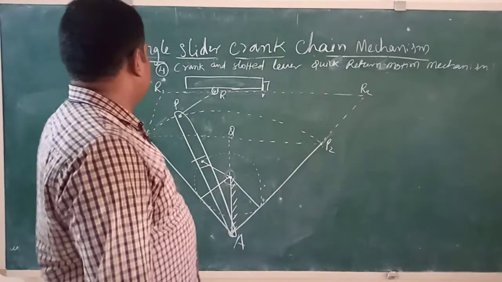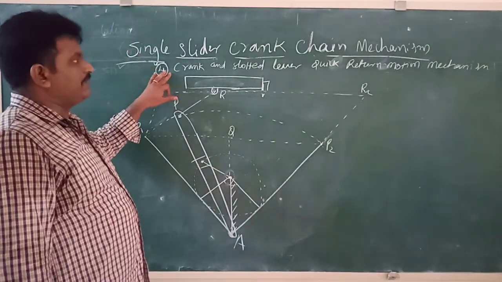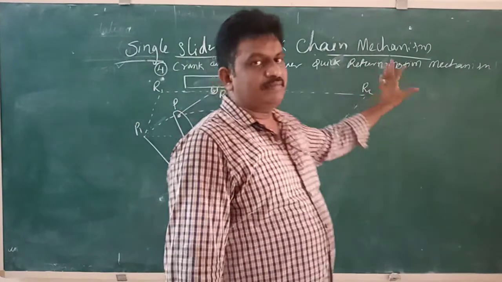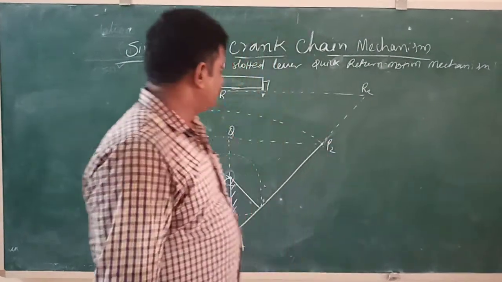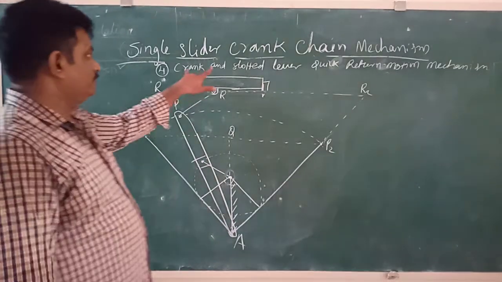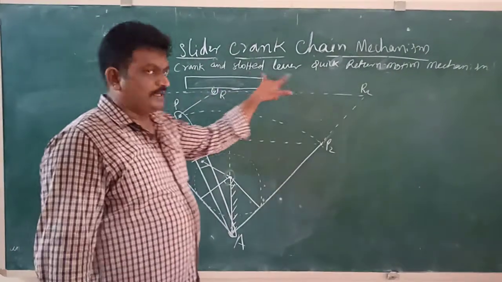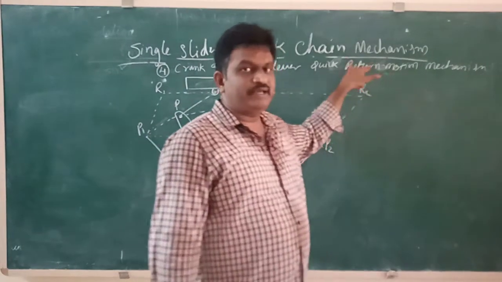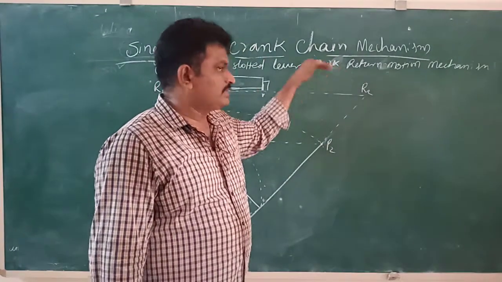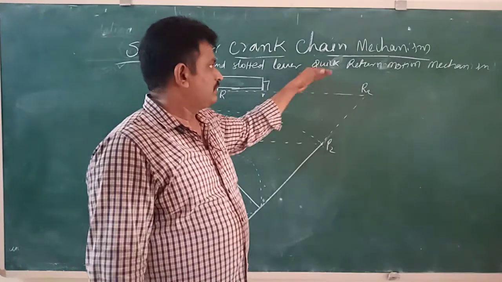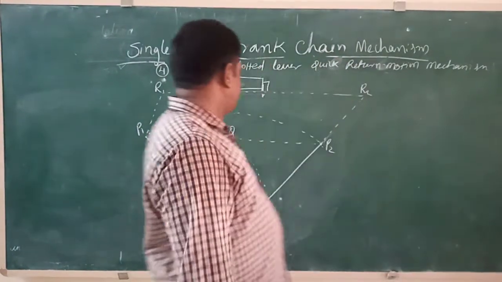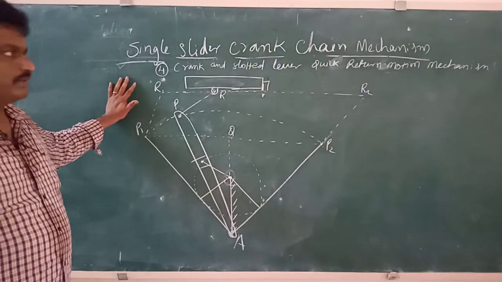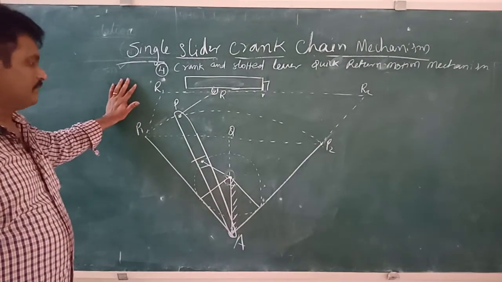Yes, next one. The fourth one is the crank and slotted lever quick return motion mechanism. Just observe the name: crank and slotted lever, quick return motion mechanism. Quick return means backward, so quickly back. This is the schematic diagram of the crank and slotted lever quick return motion mechanism.